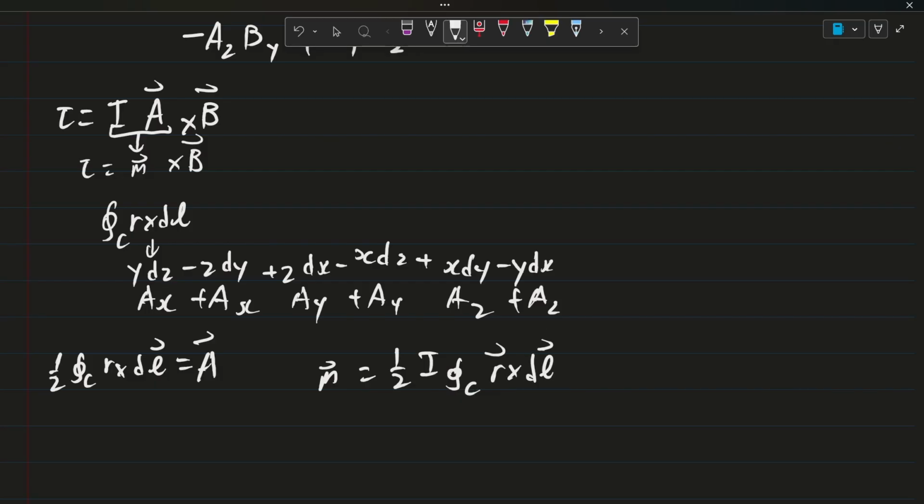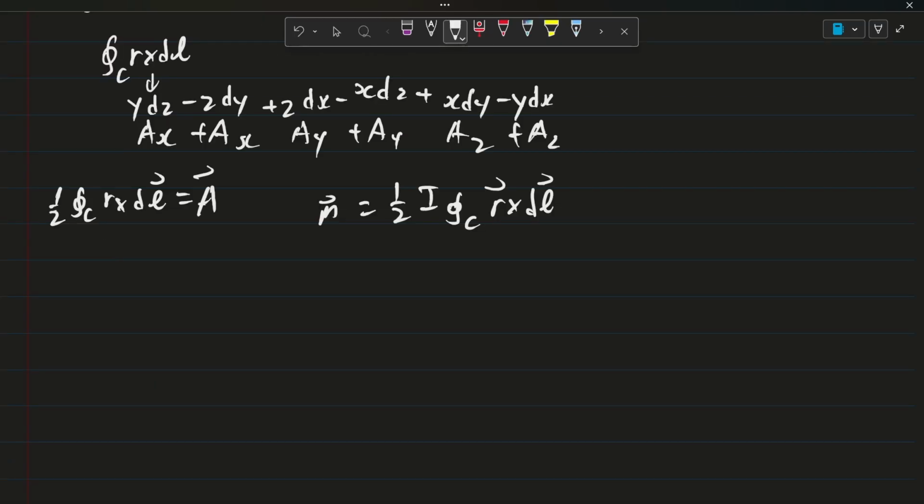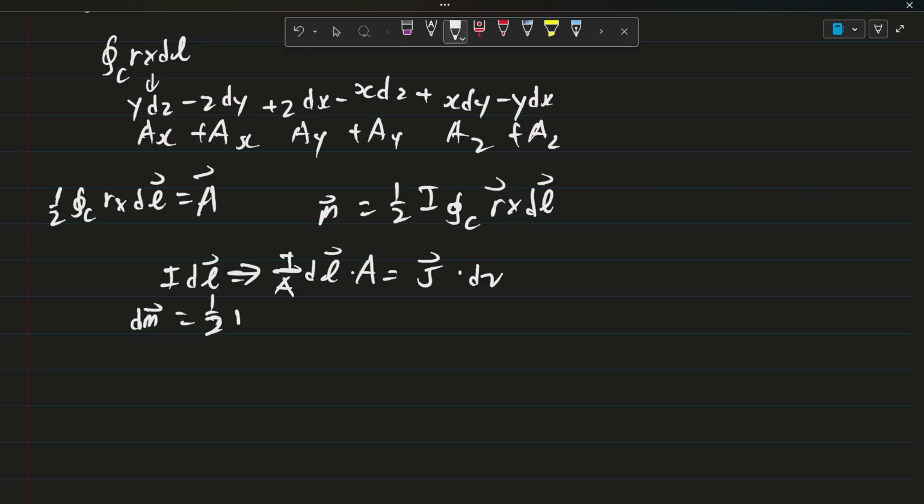But we could also think about, instead of using current, using current density. What we wrote here is mostly using current, but maybe we should consider current density. So instead of I dl vector, we could convert this into I over A times the dl vector times A, and this would become pretty much the j vector dot the dv, like so. So you could end up writing the dm vector to be a half times r cross j vector dv.